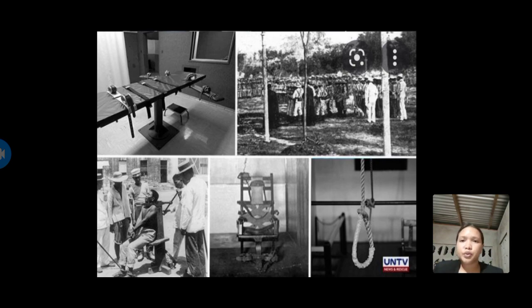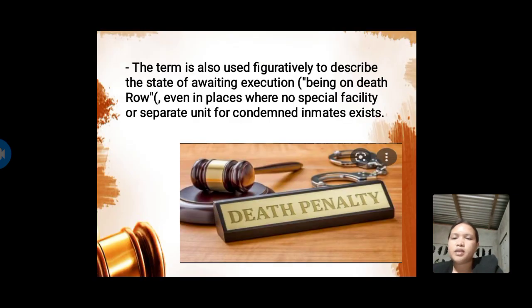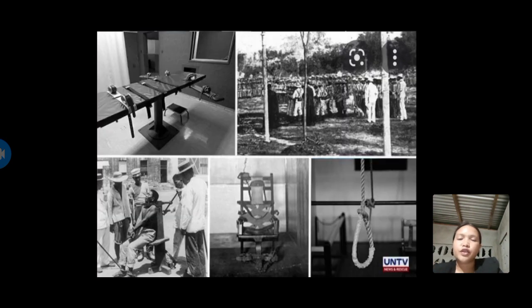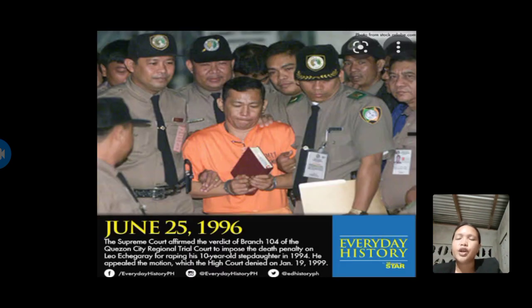I have a photo here that I have taken from the internet that was used before in this kind of death row. The parusa was for those Filipinos who were convicted of severe crimes here in the Philippines before. I have also taken one of the pictures from the internet about a person who committed a crime, and I will just read this one.